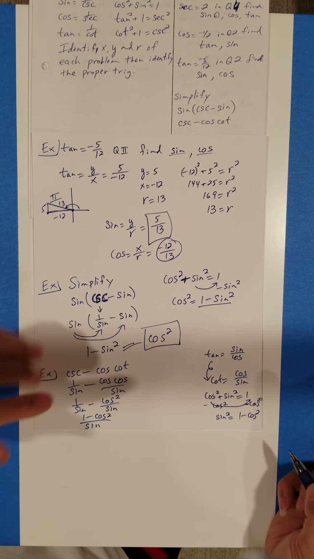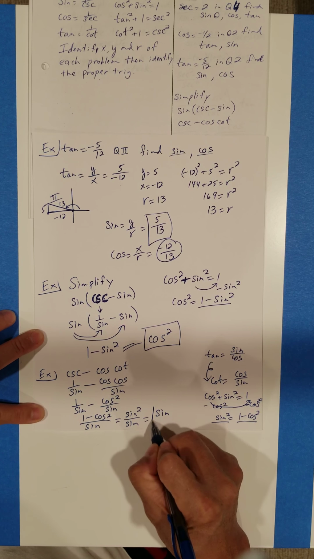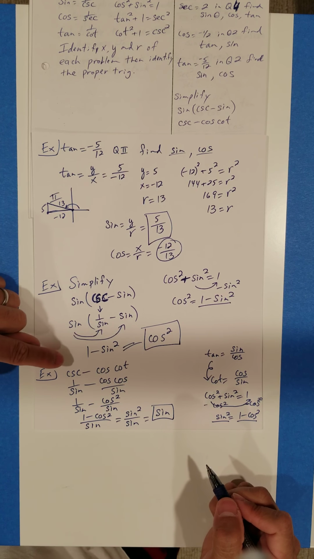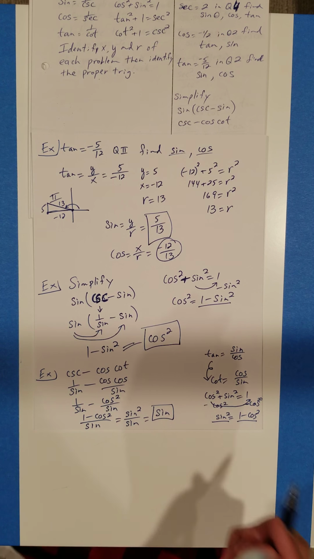Basically, what this means is that you can substitute. Anytime you see a 1 minus cos squared, it is this. So you can replace 1 minus cosine squared with sine squared. So I can take this out and replace it with sine squared over sine. Now, sine squared over sine is sine times sine over sine, so I'm going to reduce, and this is just sine. So we took a problem that had 3 trigs in it, and we simplified it simply to be sine. All right, so try that on your own. Good luck on that.